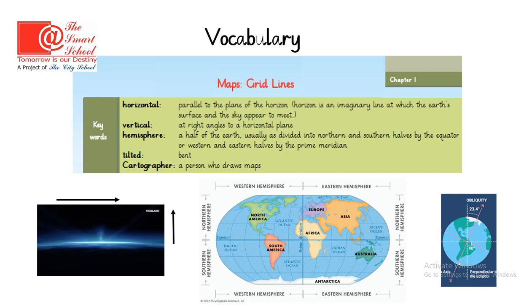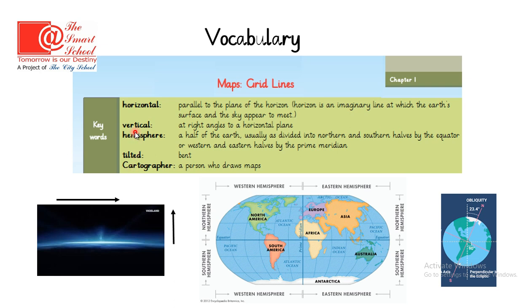Let's review the vocabulary you are going to come across during the lesson. The first word is horizontal, which means parallel to the plane of the horizon. What is the horizon? Horizon is an imaginary line at which the Earth's surface and the sky appear to meet. You can see in this diagram, this is a picture of the horizon. Here it seems as if the sky and the Earth meets. So this line is a horizontal line.